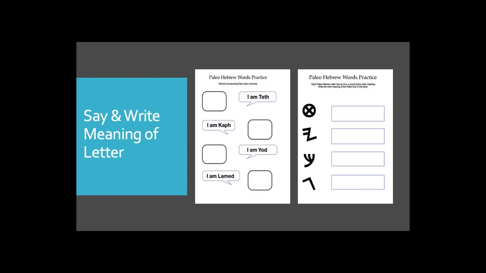Moving on to page 62, we would like you to put the letter in the block that goes with the comment. So I am tet. What do I look like? Draw me in the box. I am kaf. Draw me in the box. I am yod. Draw me in my box. Well, I am lamed. Draw me in my box.